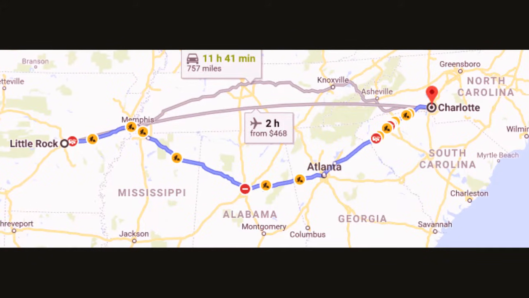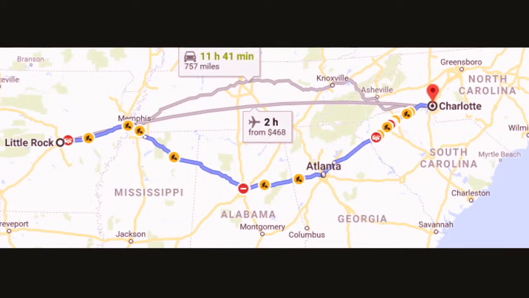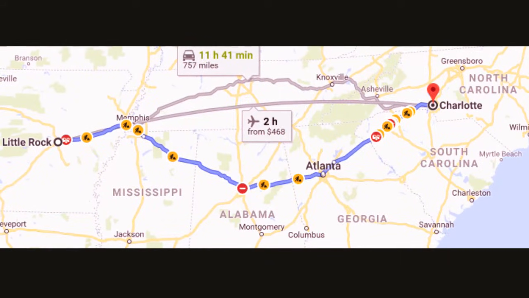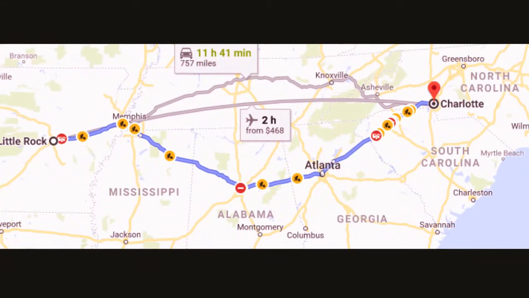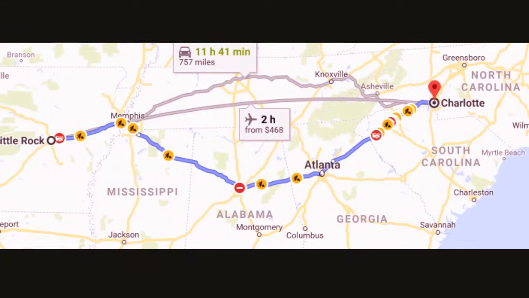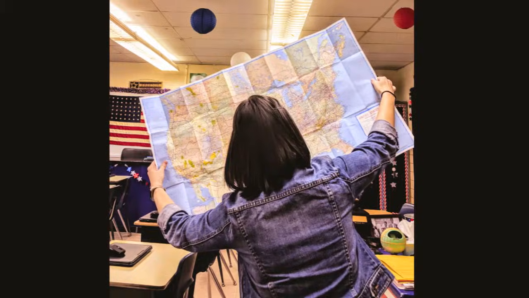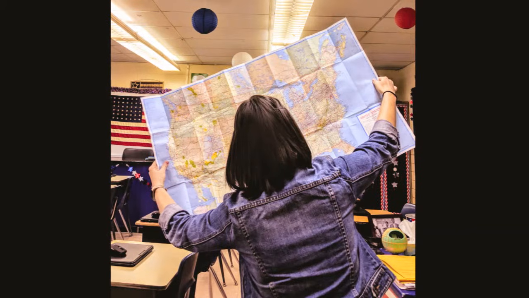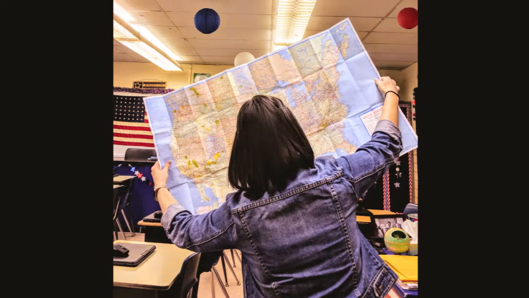The scenario: you are on a road trip from Little Rock, Arkansas to Charlotte, North Carolina. All of a sudden, your phone dies, you didn't bring your charger, and you no longer have access to Google Maps. What do you do? That's right, you may have to go old school and get out a paper map, if you have one, of course. You never know when your map skills will come in handy.